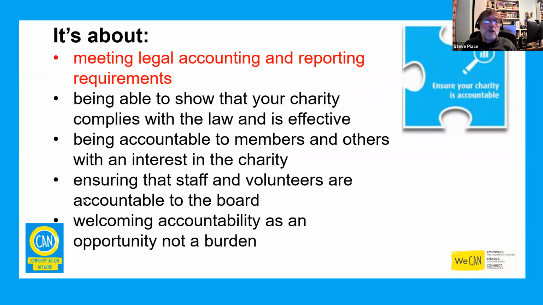This one is about meeting your legal, accounting, and reporting requirements. There are special rules on charity accounting, and I'll cover those a bit in a minute. And you need to file your reports to the Charity Commission within 10 months of year end. And if you don't, you get a red flag.